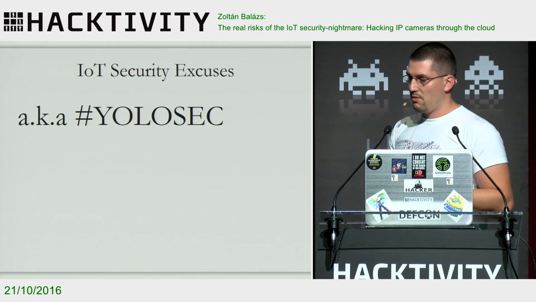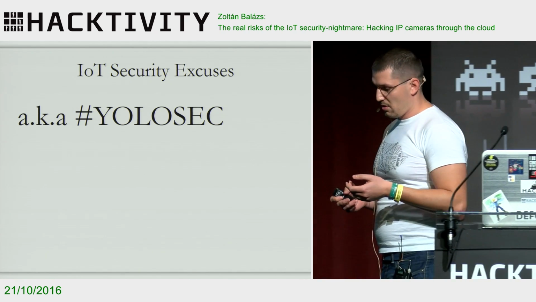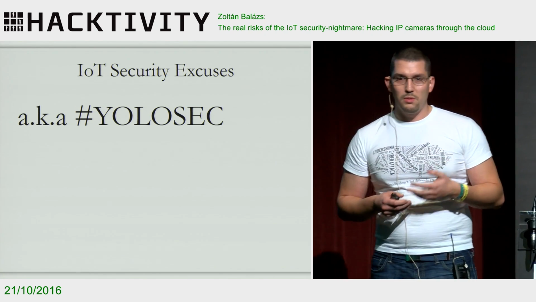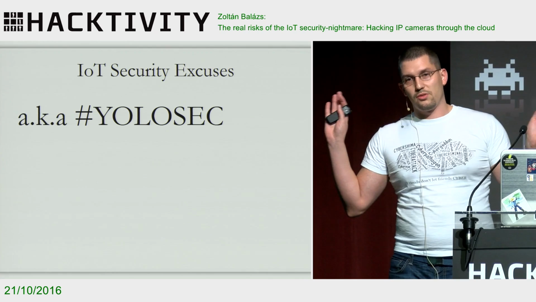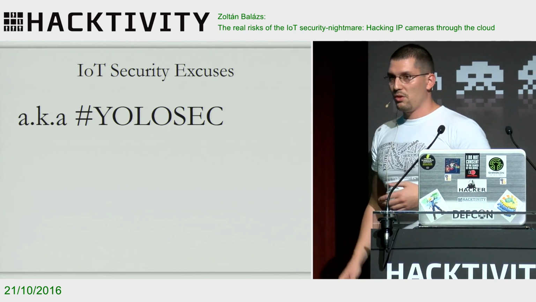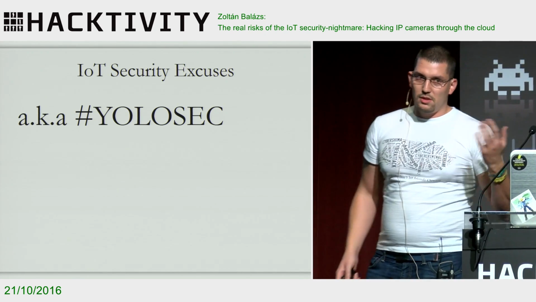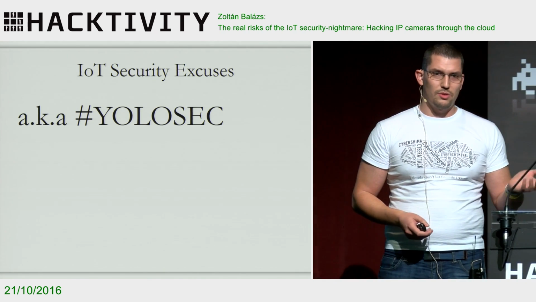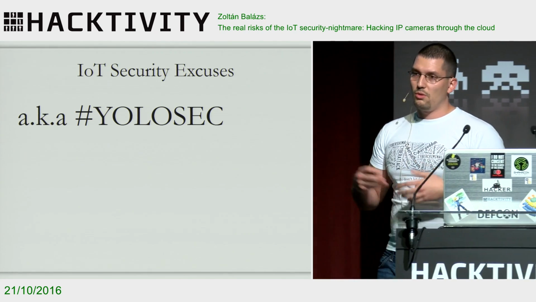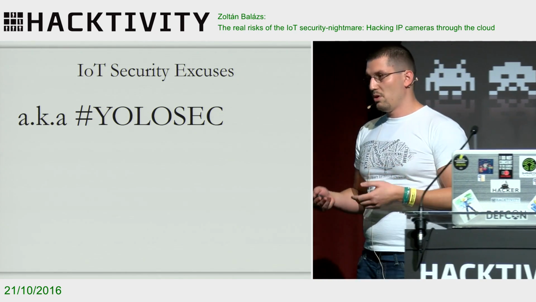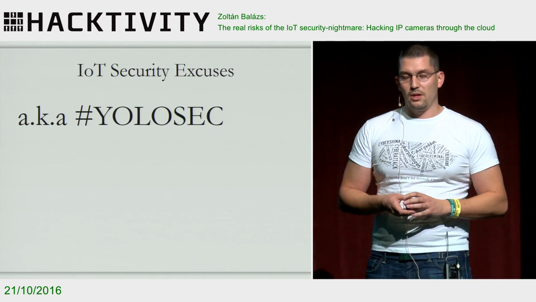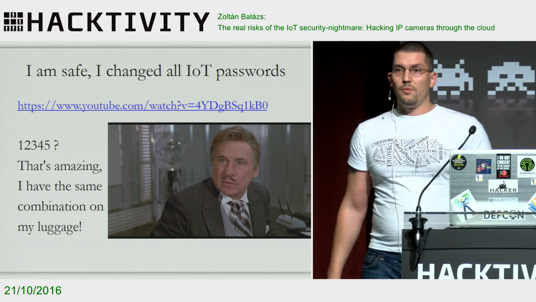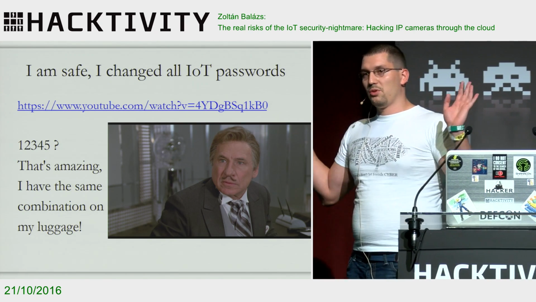The way I have created my presentation is that I have heard a lot of so-called excuses, what people tell me that, oh, their home network is totally safe, totally secure, because they have this or that. And I call these excuses, but if you collect all of these excuses together and you implement all of them, then at the end of the day, you can get a pretty secure home network. First of all, the excuses: I'm totally safe.